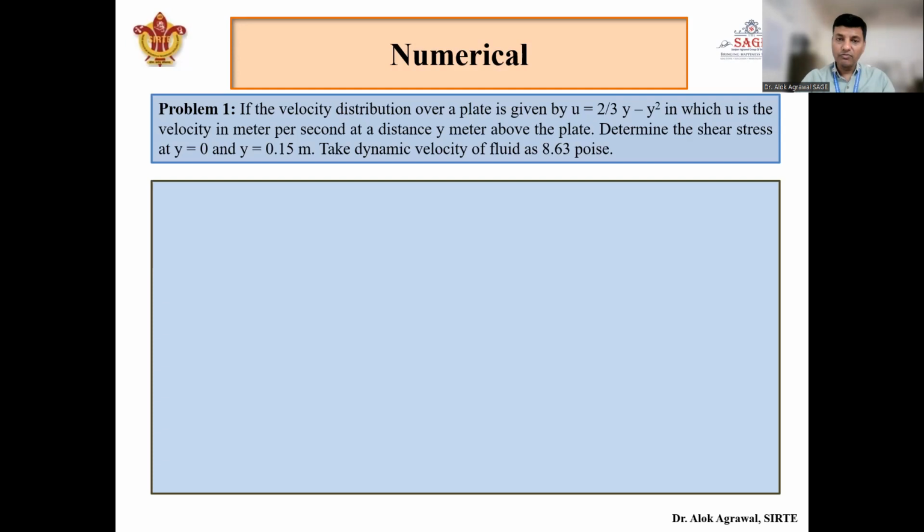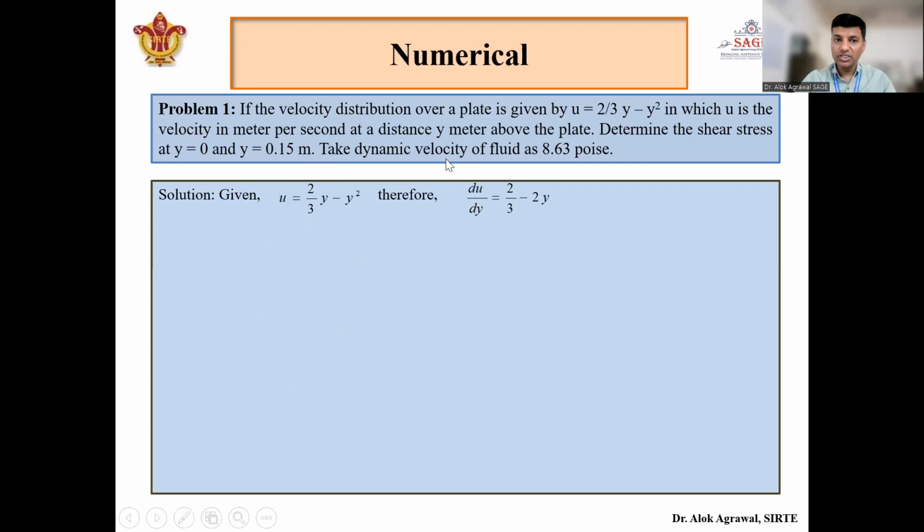So let us start. We know Newton's law of viscosity: tau is equal to mu du by dy. So what do we require here? We require du by dy, because tau is equal to mu du by dy, where mu is viscosity, tau is shear stress, and du by dy is the velocity gradient. So here u is given, but we require du by dy. First we have to differentiate this with respect to y. इसको हमको differentiate करना. So du by dy is equal to 2/3 minus 2y we get after differentiation.